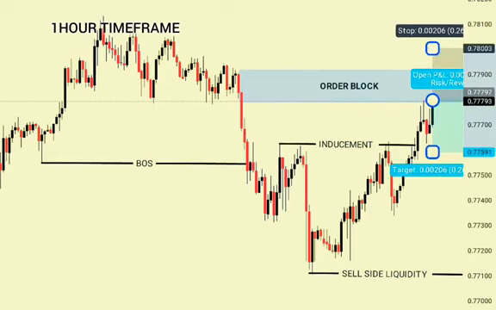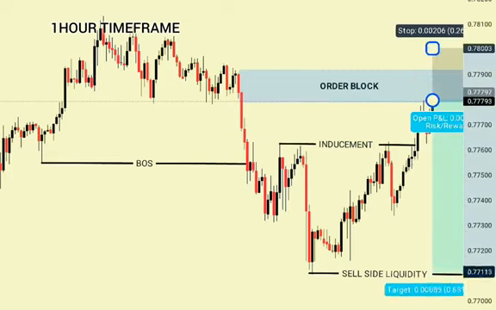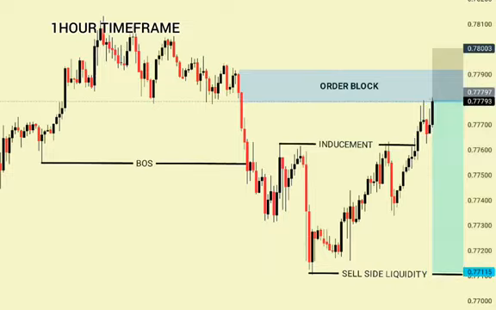Now, let's break down the sell trade execution on this chart. The execution does not start at the drop. It starts after the break of structure, which confirms bearish intent. Once structure is broken, price retraces into premium, aligning with the bearish order block. This is where smart money looks for short positions, not at the lows.